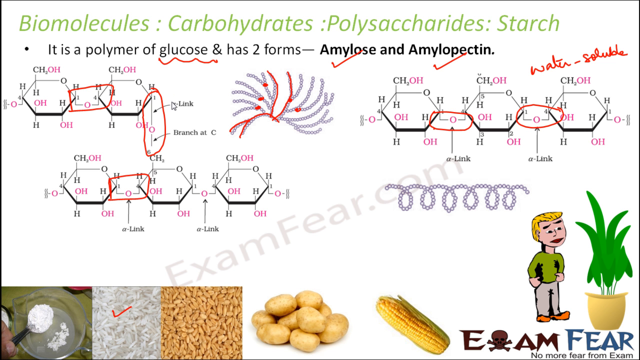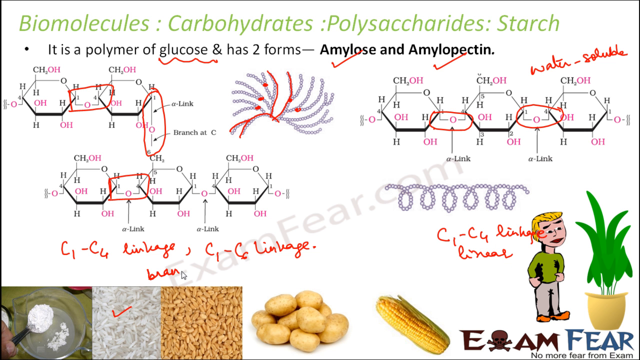some additional glycosidic linkage. So here you have C1 C4 linkage and C1 C6 linkage. But here you have only C1 C4 linkage. So that is why this is linear and this is branched. This is water soluble, whereas this is water insoluble. So these are the two forms of starch, amylose and amylopectin.